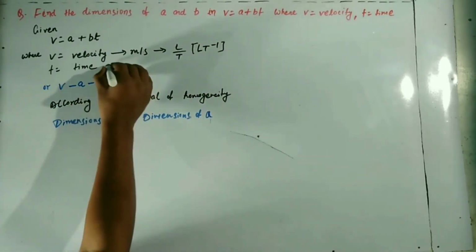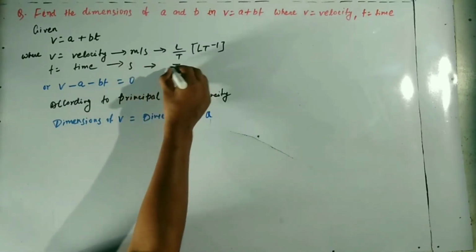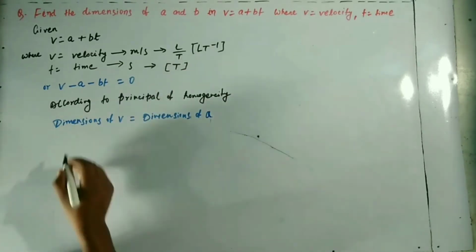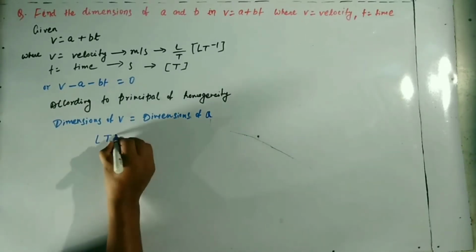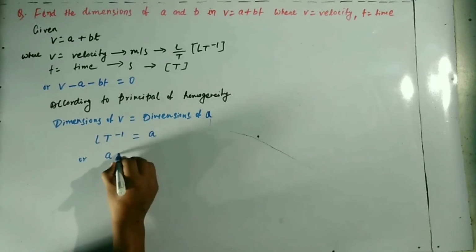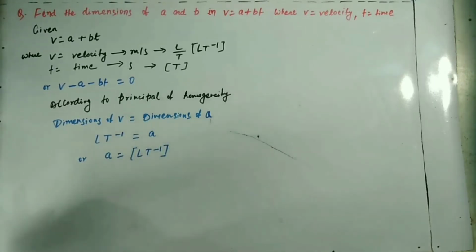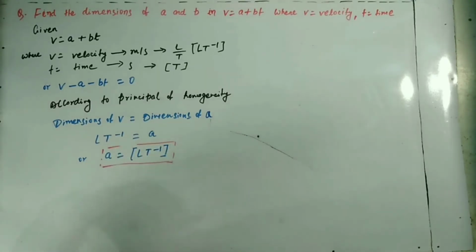Now velocity's dimension formula is LT power minus 1, and time in seconds has dimension formula T. So dimensions of V equals LT power minus 1 equals A, or A equals LT power minus 1. So that is the value of A, LT power minus 1.